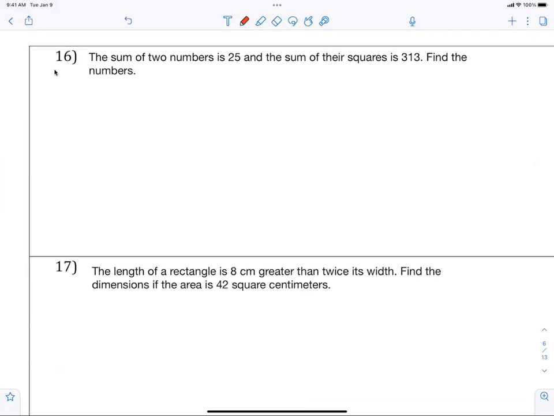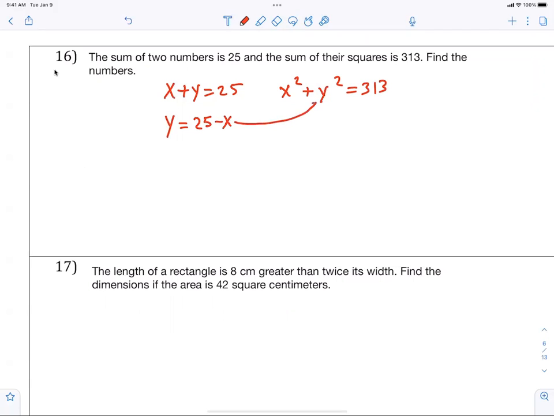All right, Ashley, how do I write it? X plus Y equals 25. Perfect. All right, now it is, of course, a substitution. So everybody's gonna come over here and say that y equals what? 25 minus x. Then you're coming over here, replacing y with 25 minus x. So I have x squared plus 25 minus x squared equals 313.